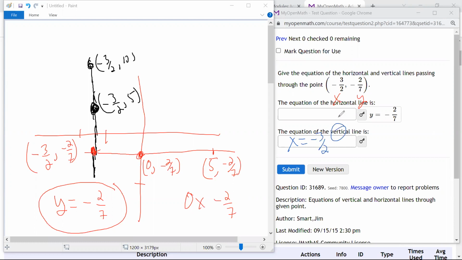So vertical lines use the x coordinate, horizontal lines use the y coordinate. Okay, hopefully that helps.